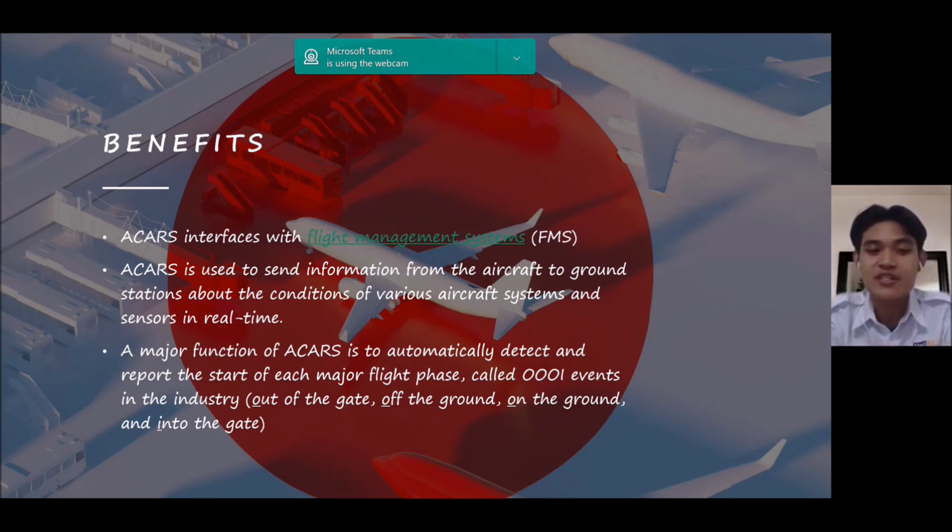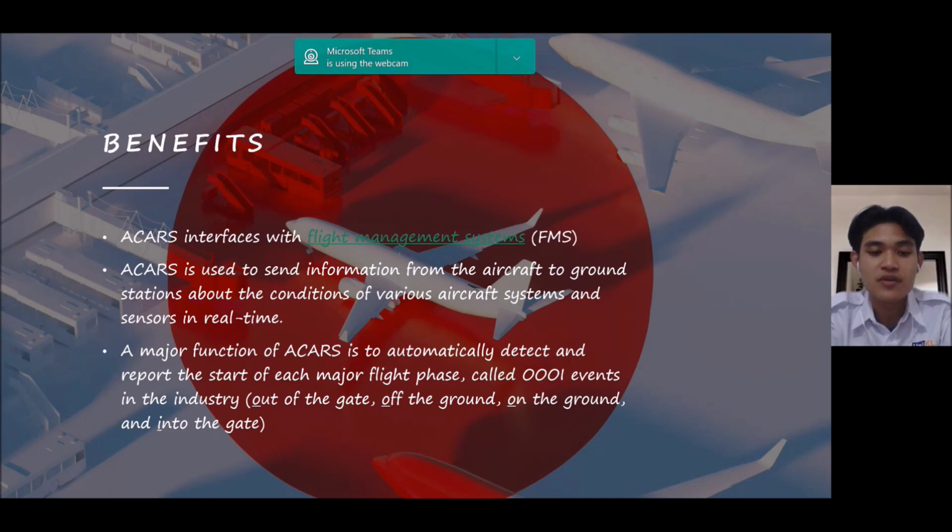So for the next point, a major function of ACARS is to automatically detect and report the start of each major flight phase, called OOOI events in the industry, which is known as out of the gate, off the ground, on the ground, and into the gate. These events are detected using input from aircraft sensors mounted on doors, parking brakes, and struts.